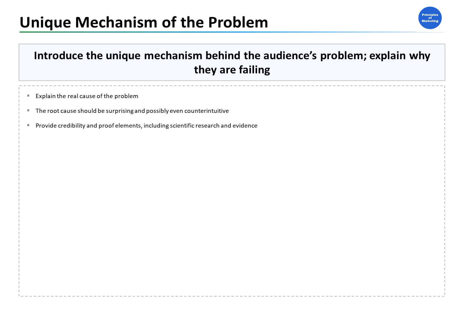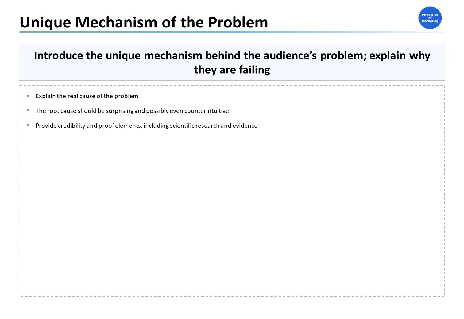So once you've established the background story and the main character of the story is on this quest to discover a solution to the problem, the main character is going to come across the unique mechanism, okay? And you're going to introduce the unique mechanism behind the audience's problem. You're going to explain why they are failing, explain the real cause of the problem. And the root cause should be surprising and hopefully counterintuitive. And that's the way you keep the audience engaged and hooked to the story.